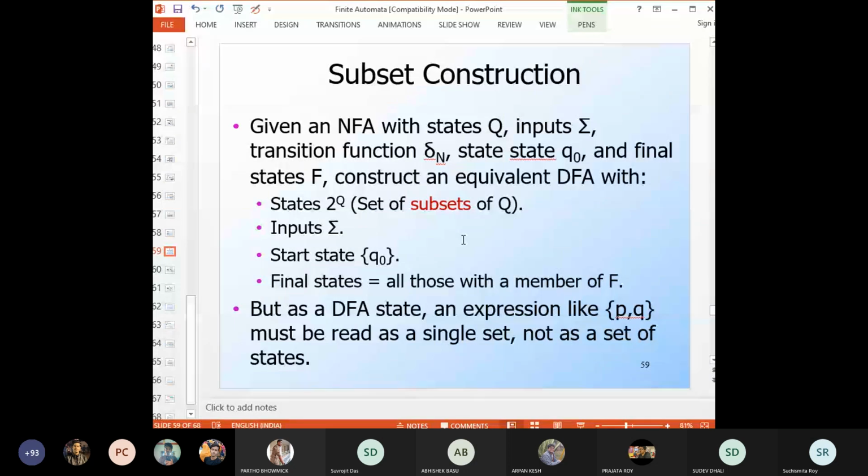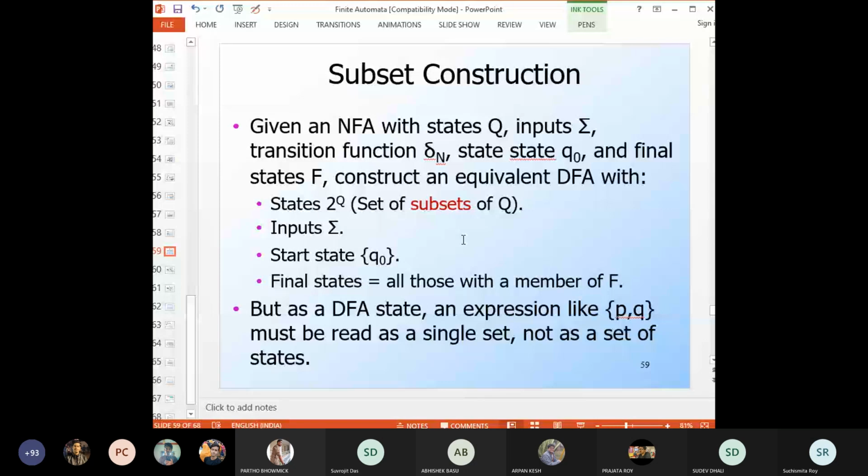Input alphabet remains the same. Start state remains the same, only now you call it a subset of one state. Final states are all those which have members of the previous set of final states. If you have a previous final state, then this present state also will be a final state. And now for the transition functions.